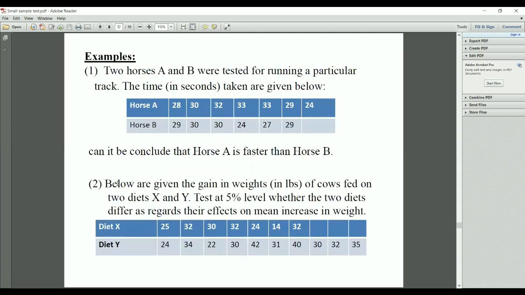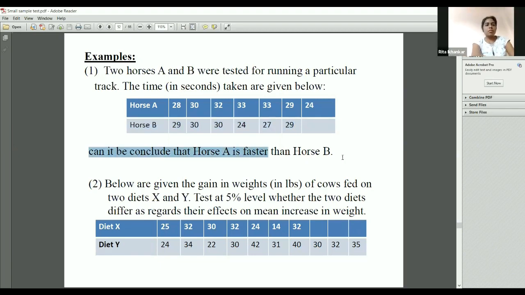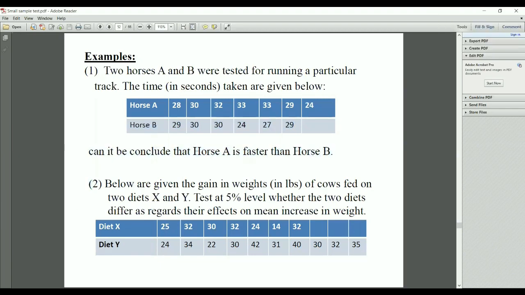What happened here, the two horses A and B are tested running on a particular track. So horse A का sample दिया है, horse B का sample दिया है. So that horse A is faster than horse B. What will be the null hypothesis here? Guess.